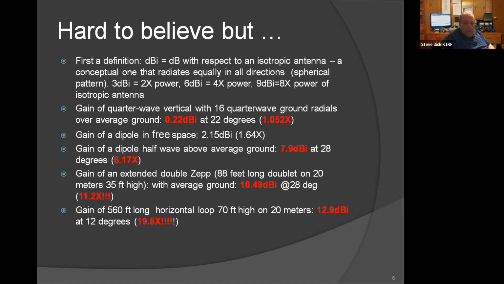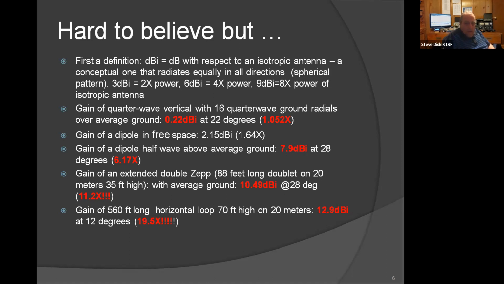So now let's compare some antennas, which really surprised me. The gain of a quarter wave vertical with a decent amount of radials over average ground is only 0.22 dBi at about a 22-degree angle. Not much better than an isotropic antenna. The gain of a dipole in free space also isn't great, but you never have it in free space. It's only 2.15 dBi, or about 1.6 times the power of an isotropic.